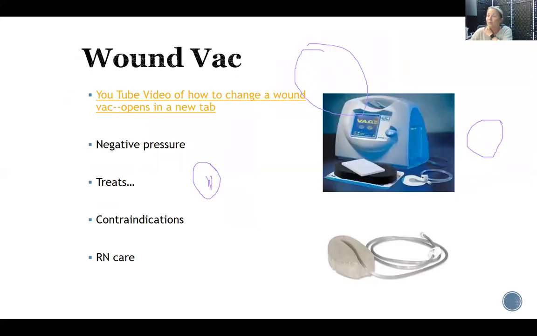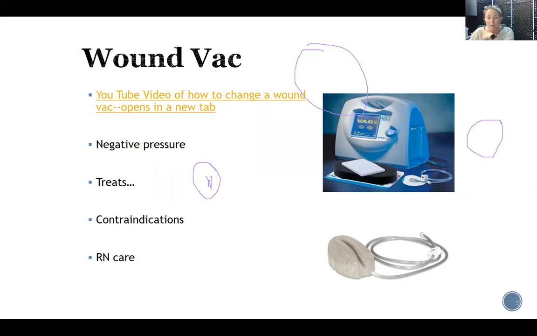Next up, we have wound vacs. So wound vacs you will see at the bedside. They are for moist wound environments and create negative pressure. They stimulate increased blood supply and help to build granulation tissue like we want, like this red tissue. It helps to increase that blood supply and build up that granulation tissue.